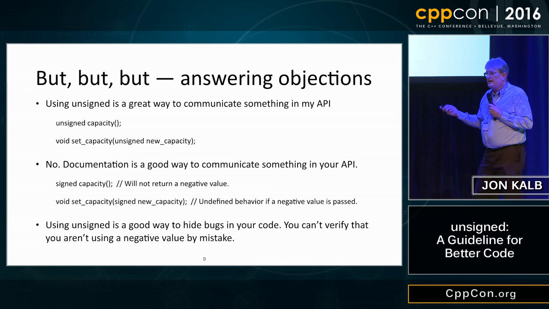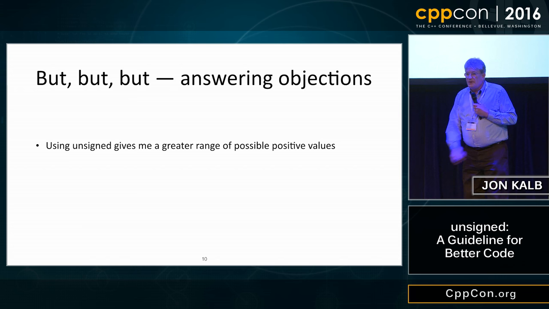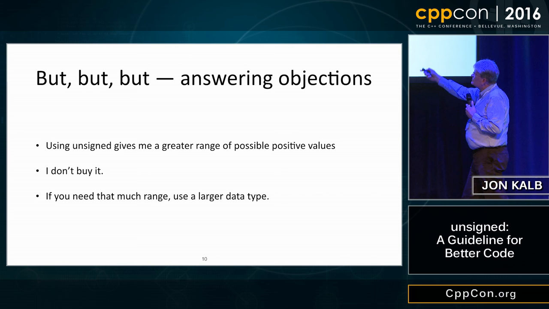So what about this? Using unsigned types gives me a greater range of positive values. I just don't buy it. If you need that extra bit, you're almost certainly going to eventually overrun that extra bit. A sneeze puts you over. We don't want that. So just use a larger data type.